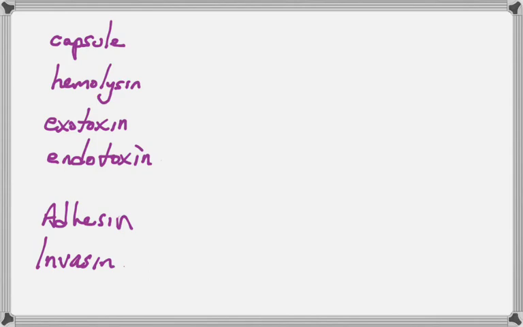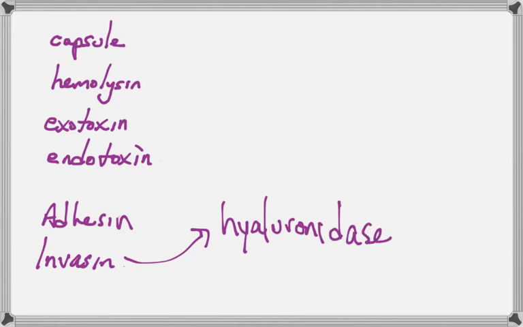Enzymes that allow for invasion into cells and other tissues. One example we said was hyaluronidase, and this one breaks down the hyaluronic acid. There are other ones that help to break down components of the extracellular matrix as well, allowing the organism to get out of a tissue or an organ and into a new system. Bloodstream, for example.